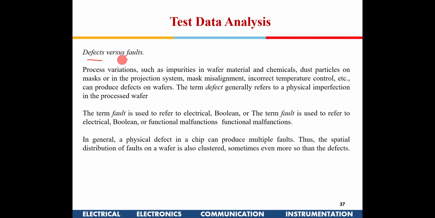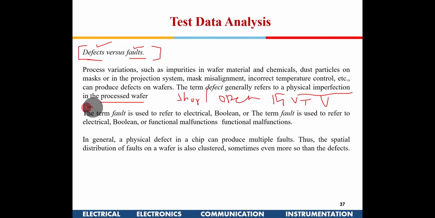Now there is this definition which we are going to use, these two words, defects and faults, throughout this course. So let me clarify what is a defect and what is a fault. A defect is a physical imperfection in the processed wafer. That means a short or an open, all these things are defects. Or like if your transistor is manufactured with increased VT because there is a problem with an oxide, or decreased VT, all those things are defects. What is a fault?